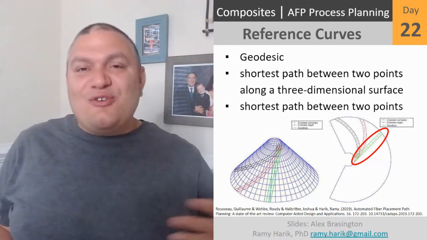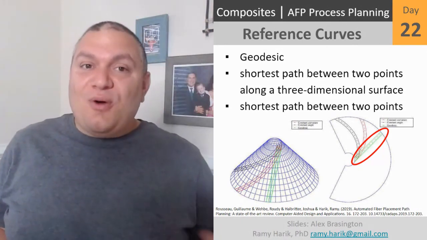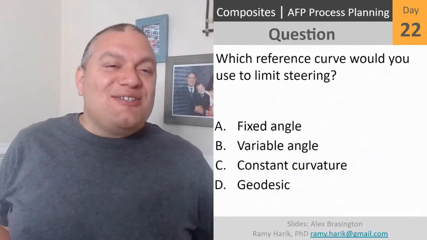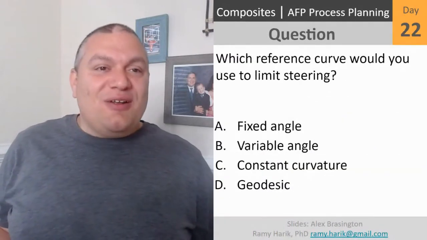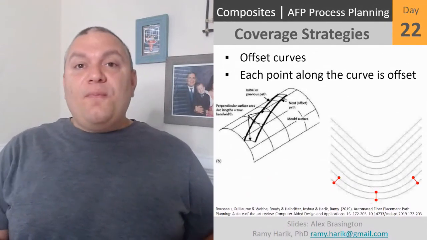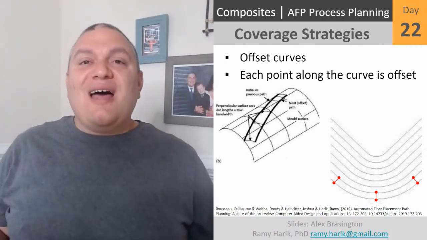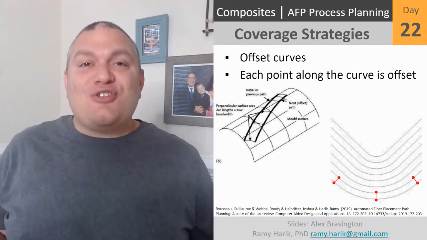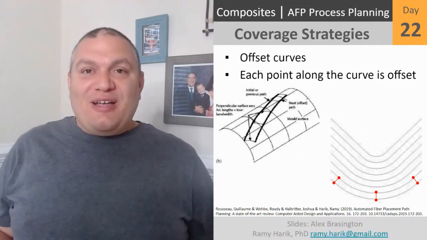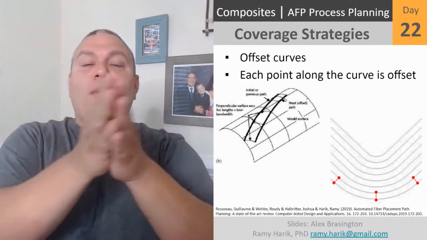This is why constant curvature is somewhere in between. But once again, based on your application, this is how you decide what you need. All right, now what we have done is half the battle. You have decided how you're going to create a reference curve to start your manufacturing. But how are you going to propagate that?